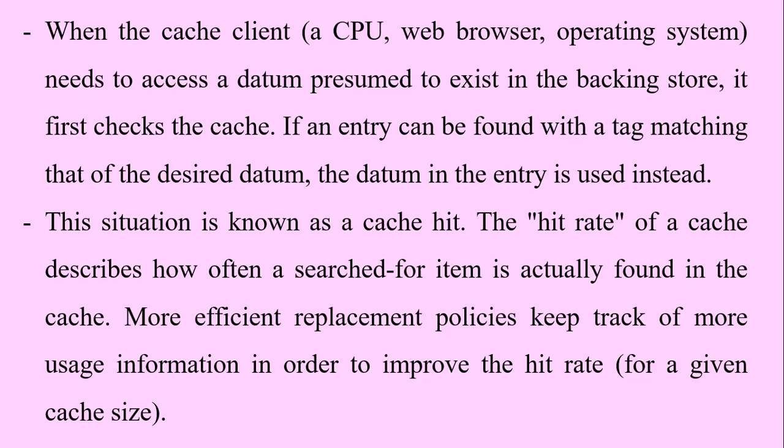The hit rate of a cache describes how often a searched-for item is actually found in the cache. More efficient replacement policies keep track of more usage information in order to improve the hit rate for a given cache size.